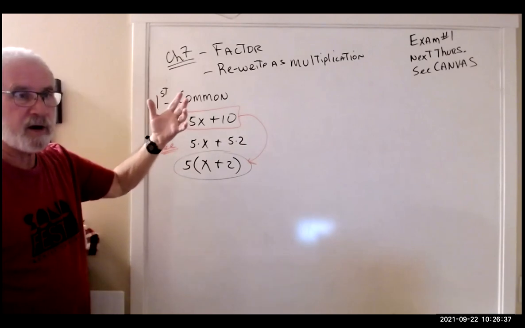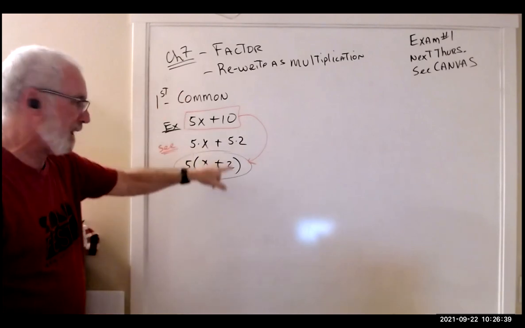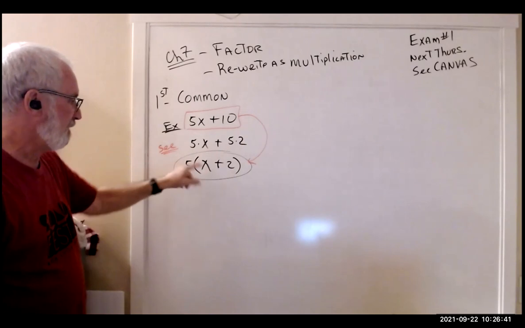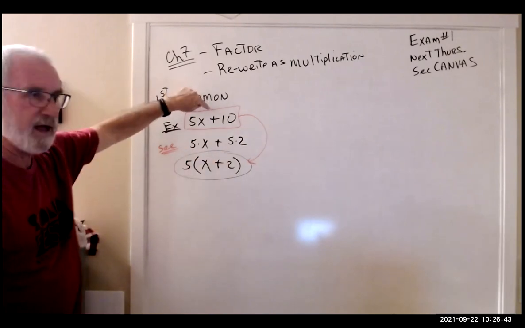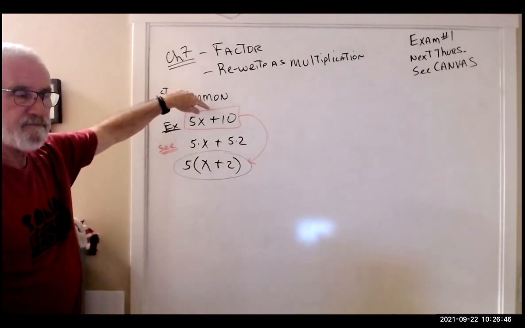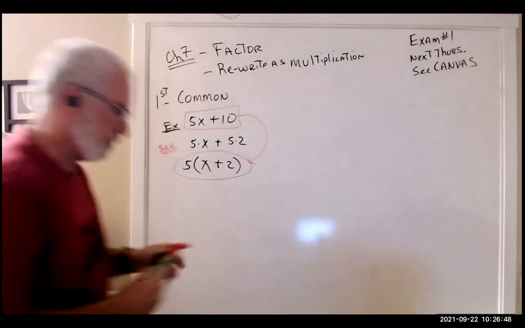Okay, how do you know you did it right? Because you multiply the 5 back in. 5 times x, 5 times 2. Yeah, it's that. Okay, this is called common.